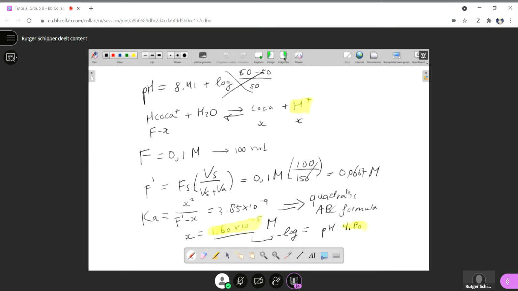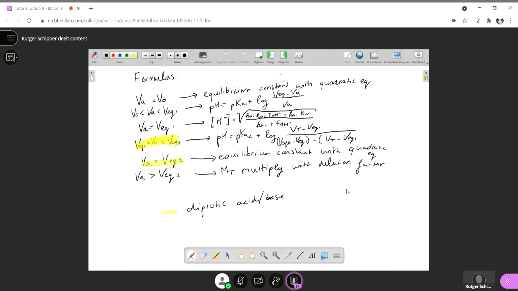I'm quickly going to skip to the summary page of our tutorial for today. So this is the first one that we just performed, right? The added volume is equal to 0 because the titration has not even started, and we can find the pH by using the equilibrium constant with the quadratic equation, like we just did. Now we say our added volume is in between the volume when we start and the first equilibrium point. In this titration we only have one equilibrium point, but we will also be discussing diprotic acids. So we are here right now.